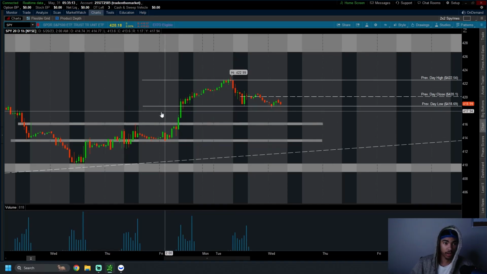That's how I chart SPY. These are going to be the levels I'm watching for Thursday, May 31st.